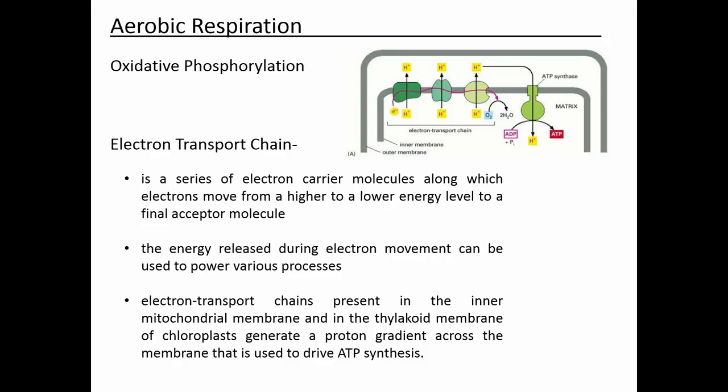Pumping hydrogen ions, moving something against its concentration gradient, requires energy. In this case, the pumping of hydrogen ions is powered by the electrons. As the electrons flow through the electron transport chain, energy is released, and the energy released powers the pumping of hydrogen ions into the intermembrane space.